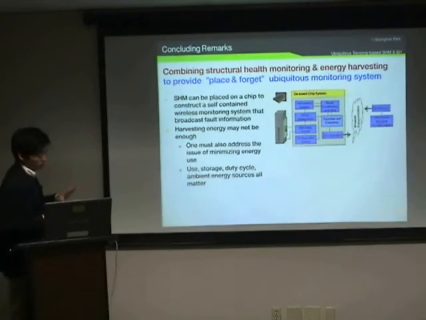Okay, this is the concluding remark: combining structural health monitoring and energy harvesting to provide a place-and-forget ubiquitous monitoring system. We can employ this kind of onboard chip system to monitor the health condition of the host structure, and by the use of this sensor node, we can harvest energy from the structure vibration, as you can see here. SHM can be placed on a chip to construct a self-contained wireless monitoring system that broadcasts faulty information. Harvesting energy may not be enough. One must also address the issue of minimizing energy use, storage, duty cycle, and ambient energy sources.